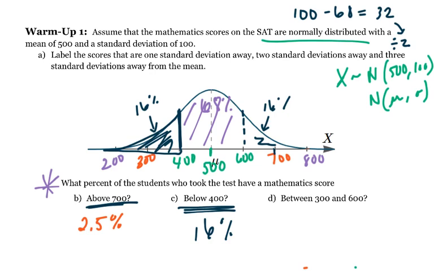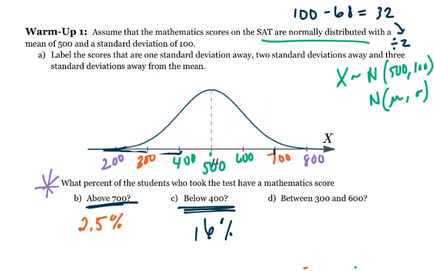All right, last one. Let me do the erasing again. Okay, what percent of the students who took the test have a mathematics score between 300 and 600? Okay, so let's think about this. 300 and 600. Okay, so we know that within 1 standard deviation we have 68%, but this is symmetric, so that can be divvied up into each part. So this is 34% and this is 34%.